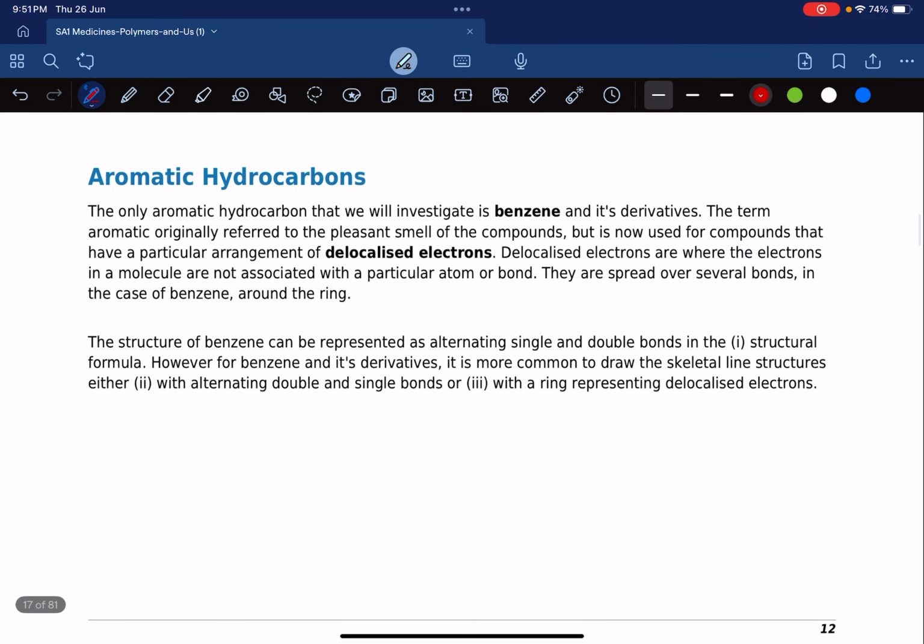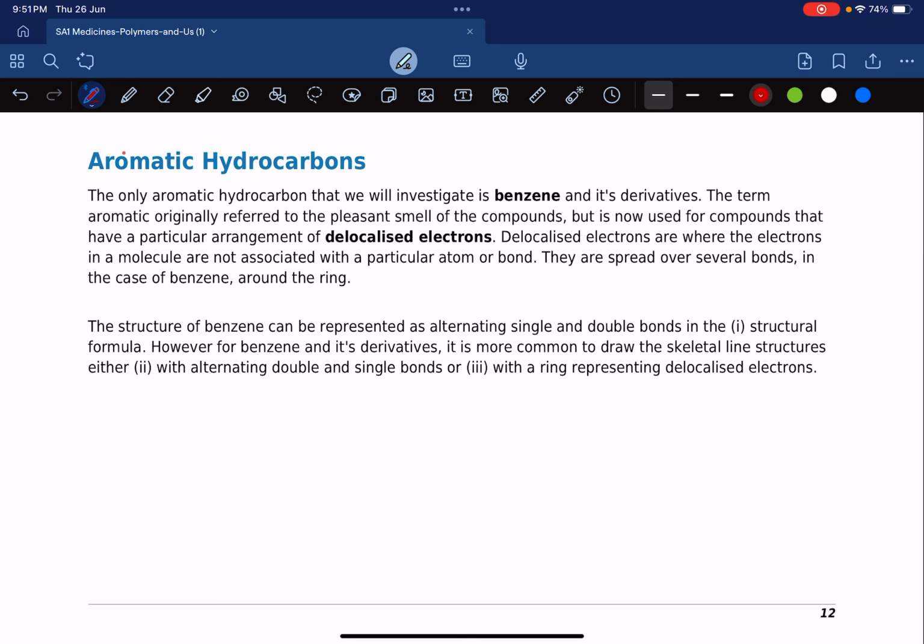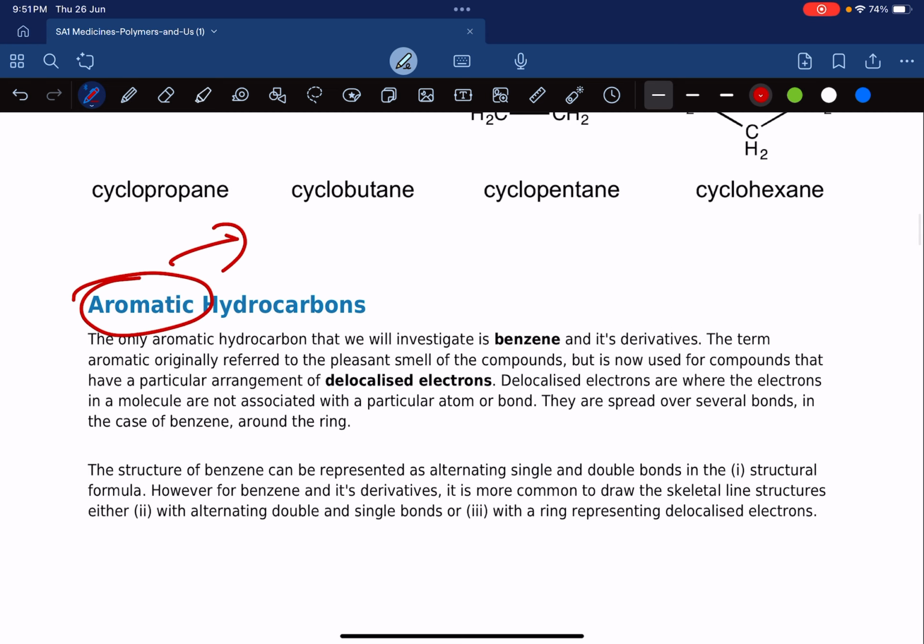And we come to the last part here, aromatic hydrocarbons. Aromatic basically means, in simple English, smell nice. So this aromatic hydrocarbon is actually something which is now banned. It's called benzene.